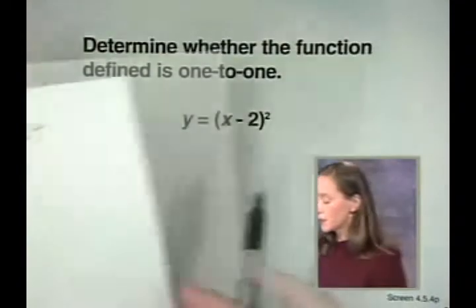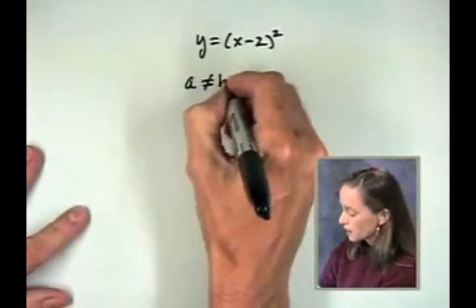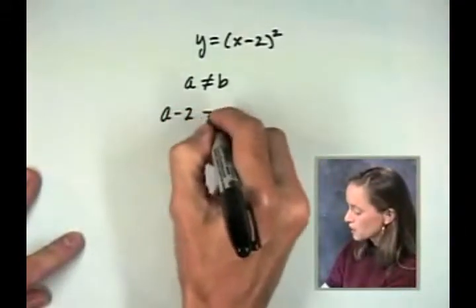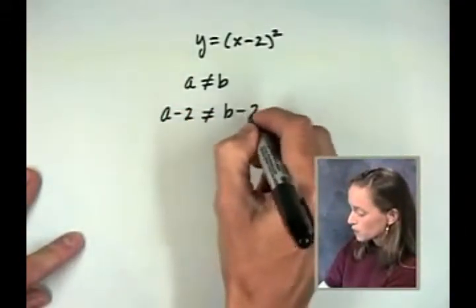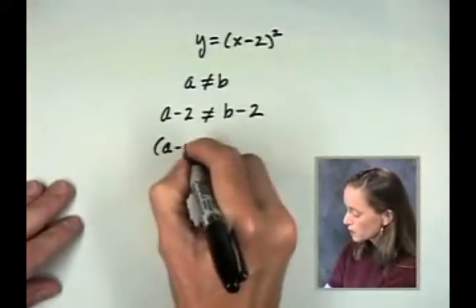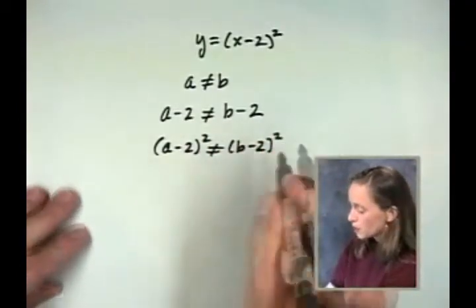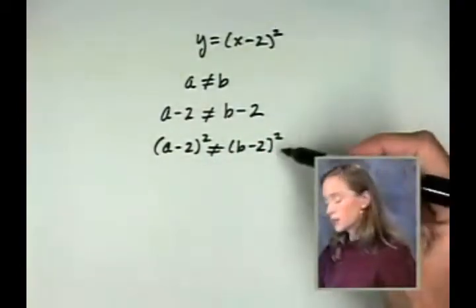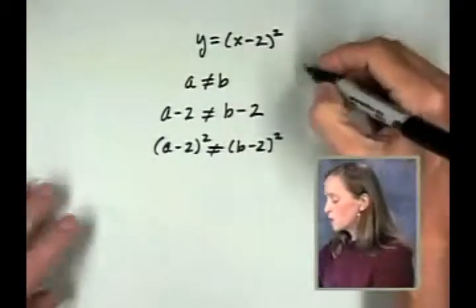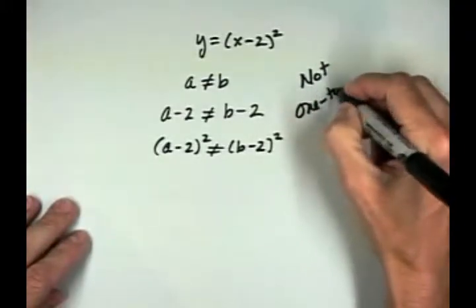Let's see how you did. You should have begun with the statement a not equal to b. And we're going to build this function. So the next step is to say a minus 2 not equal to b minus 2. And now we need to square both sides. But as in the previous example, this statement does not necessarily follow from the one above. So this function is also not one-to-one.